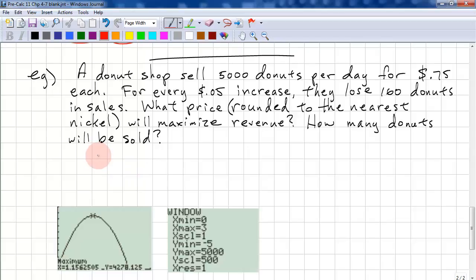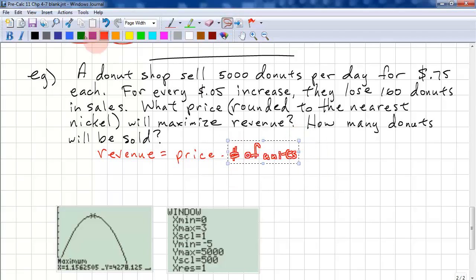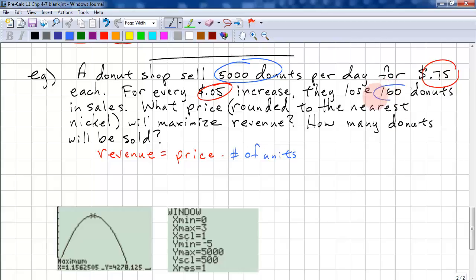So we have revenue equals price times units. I'm going to just change the color here. So I'm going to circle things that involve price. Here we have price, and here we have price. Let's look at units. Here we have units, and here we have units. Okay, so we have price. So this is going to be our X.